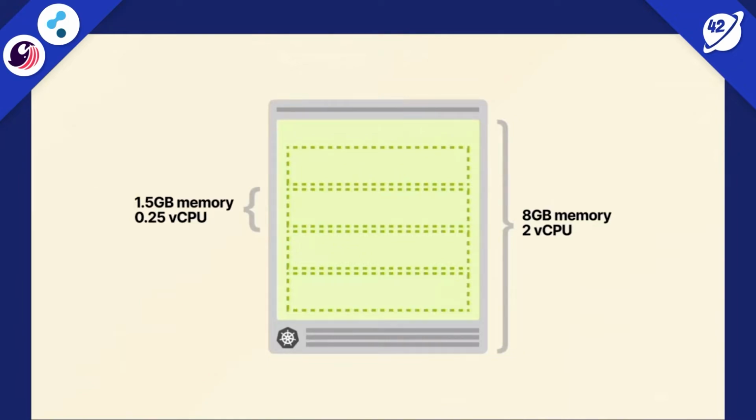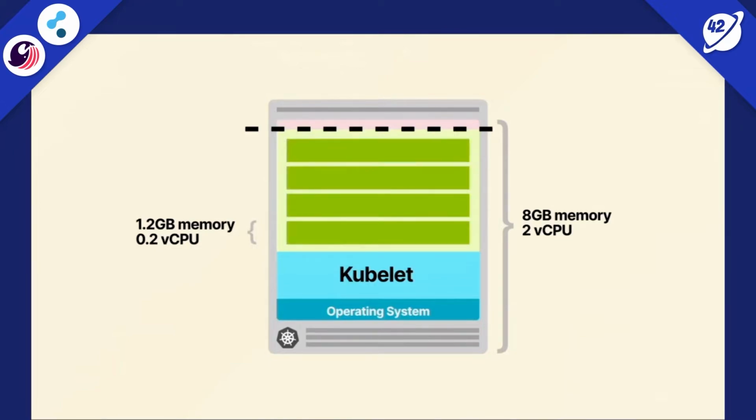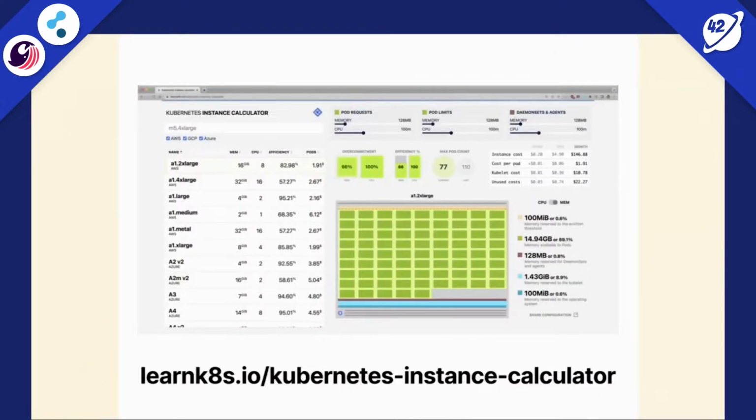Going back to our scenario of fitting our pods on a machine, taking into account the reserves for the kubelet, if we sized our machine correctly, we might be able to fit all of our workload in a node. This isn't easy given the vast array of possible machine sizes. So we've done some of the hard work for you in this space and created an instance calculator.